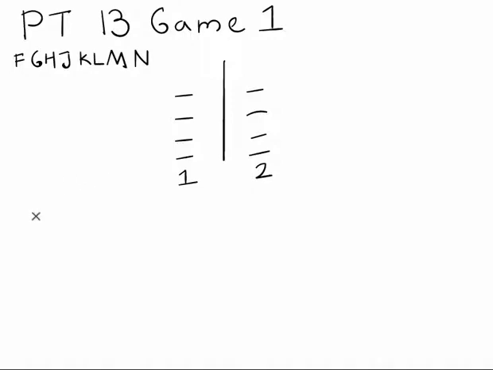F must be in the same group as J, so you have an FJ block, and that's always going to be together. Whenever you see J, they'll be with F. Whenever you see F, they'll be with J. Our next one says that G and M have to be in different groups. So G and M are always split up.